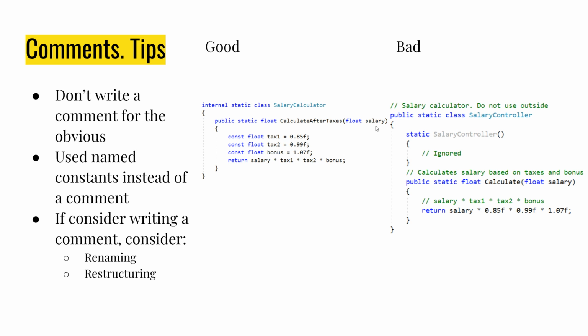Naming salary here as a parameter could also be better, because it's base salary. It's not just any salary. By calling it base salary, you increase clarity even more. So don't use magic numbers. Use named constants instead of writing a comment and explaining what that number is for. And again, if you consider writing a comment, you should rename your functions, variables, classes, or restructure them.